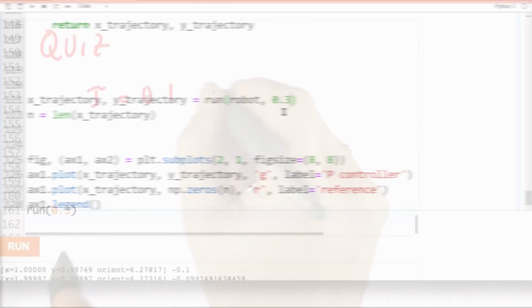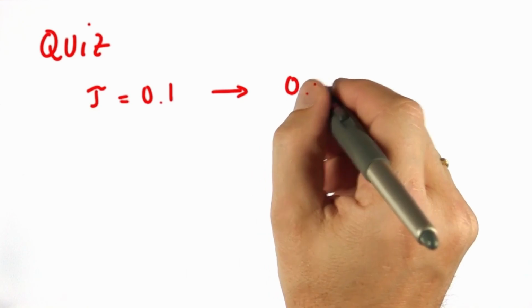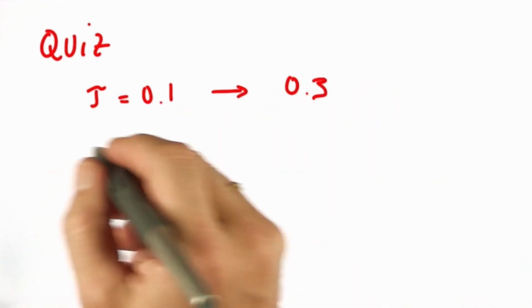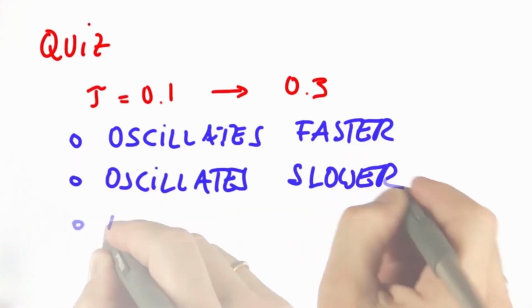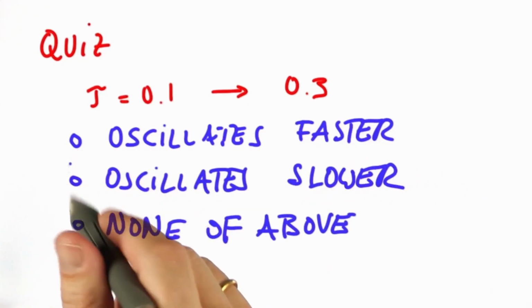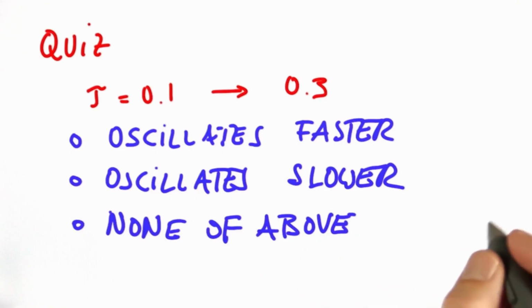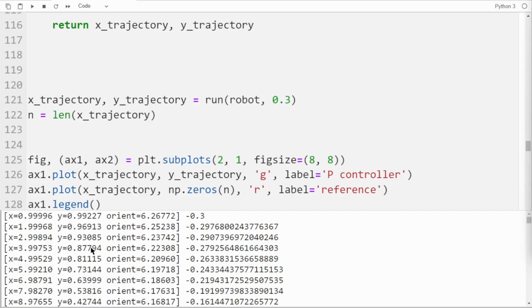And here's my quiz. If you modify the control parameter from 0.1 to 0.3, what happens? It oscillates faster, it oscillates slower, or nothing. Please check exactly one of those. And as we'll see, it'll oscillate faster.